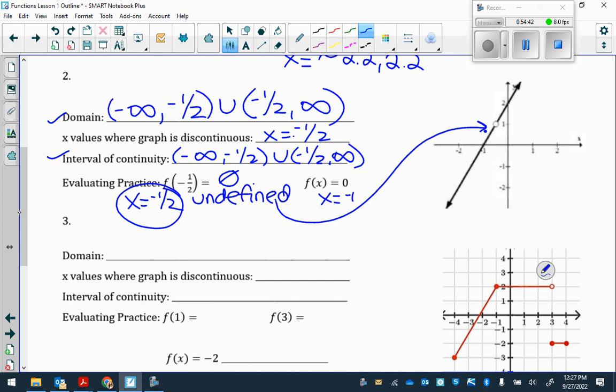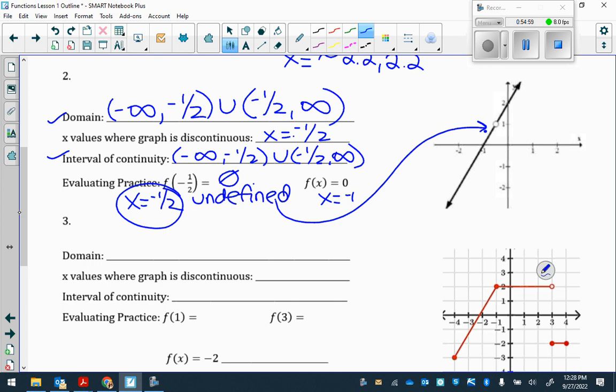Everything else is, if I wanted to find -1, -2, I have a corresponding y value. But at -1/2, I do not. At 0, I have a corresponding y value. But at -1/2, I do not. Okay, that's what it means.